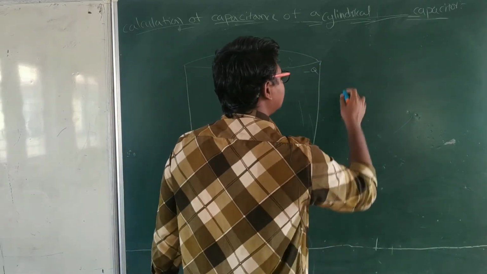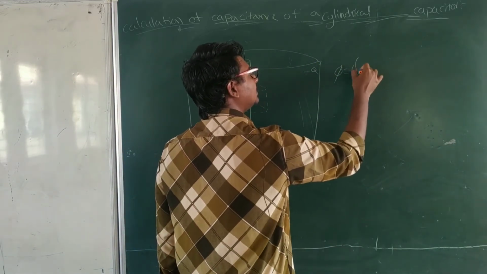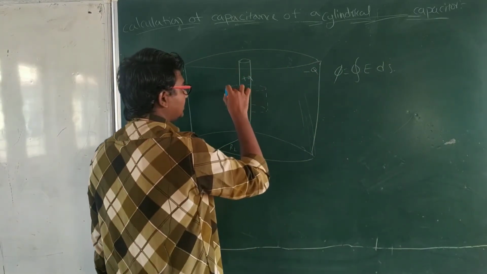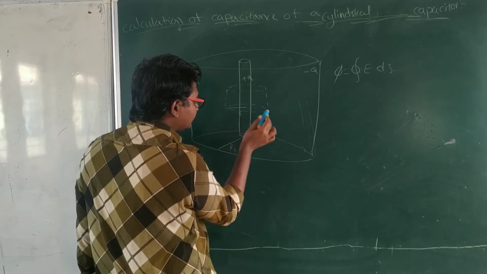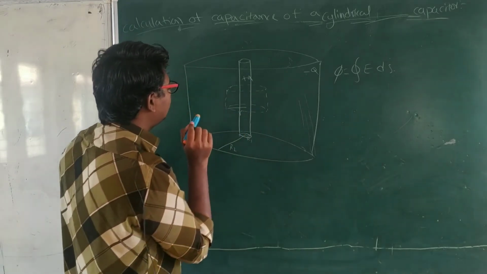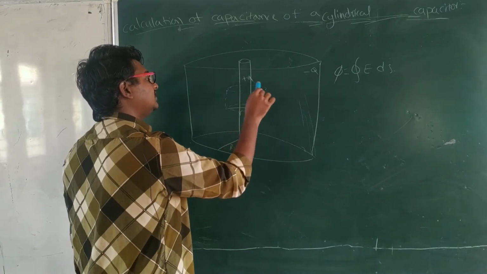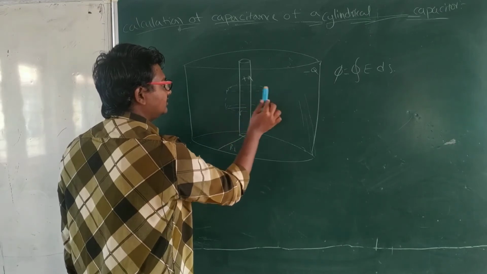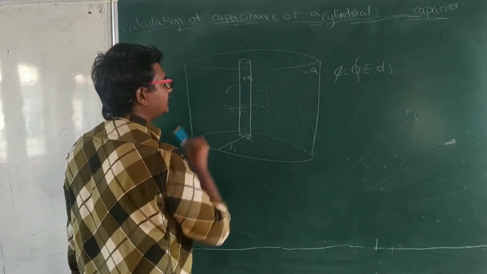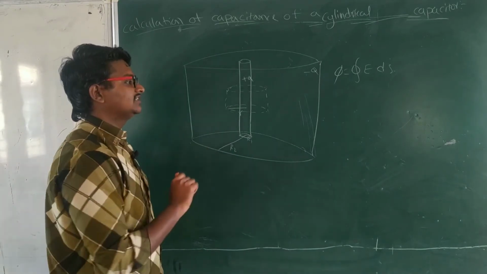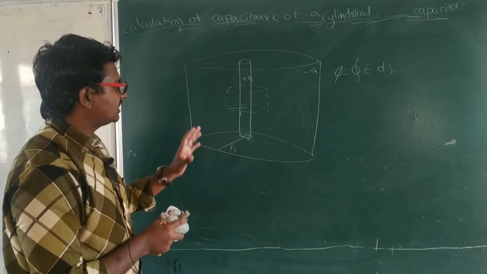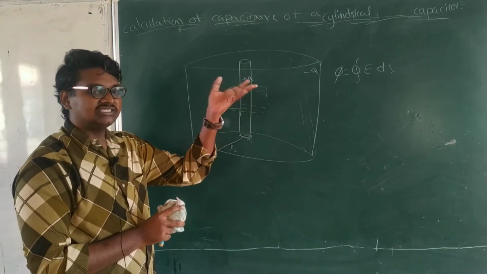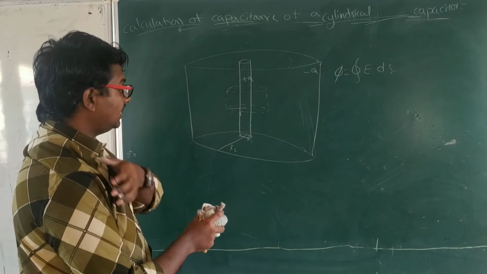Let's keep it like this. Now again phi is equal to integral E ds, where ds is the small area, which means we can consider this curved surface area. Here again we are going to observe three types of areas: the first circle, the second circle, and the curved surface. In the first case, the parallel capacitor case, we considered the flux passing through the curved surface to be 0, but here it is not like that.